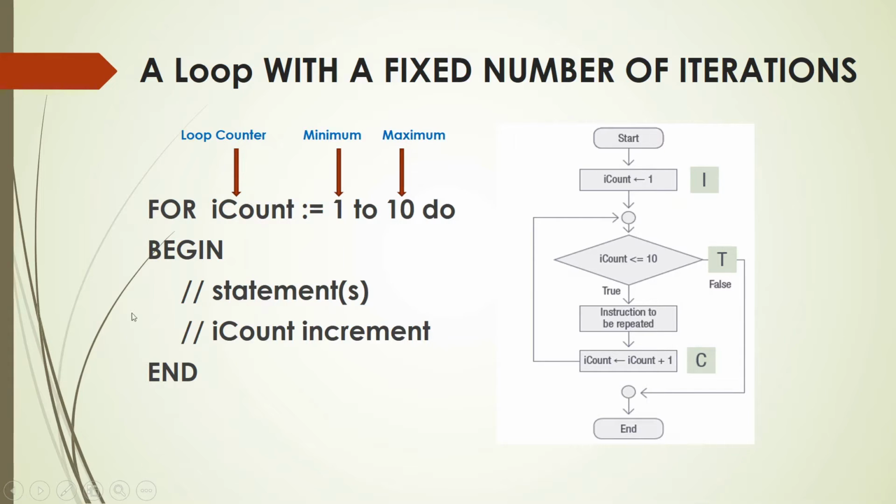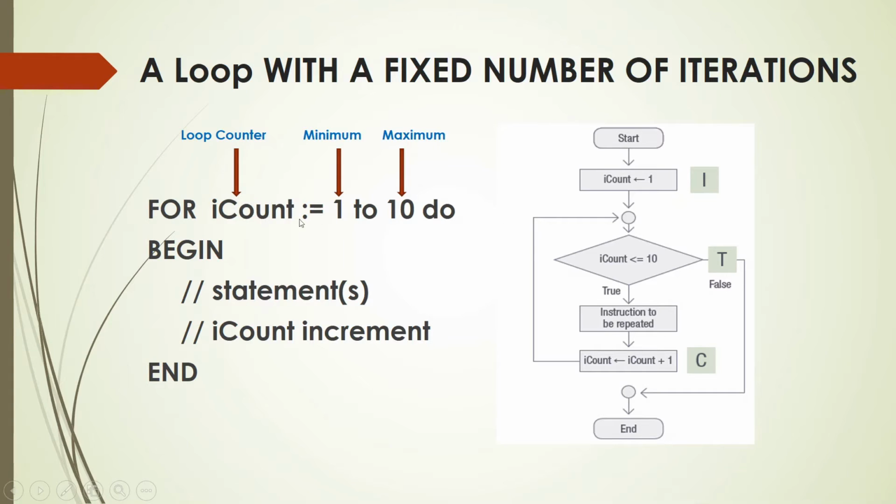The for loop has a begin and end block, and we execute statements inside the begin and end block. Then your loop counter variable is incremented by 1 each time that there's an iteration. So each time there's an iteration or repetition of the loop, your loop counter increments by 1. Let's look at it on the flow chart.